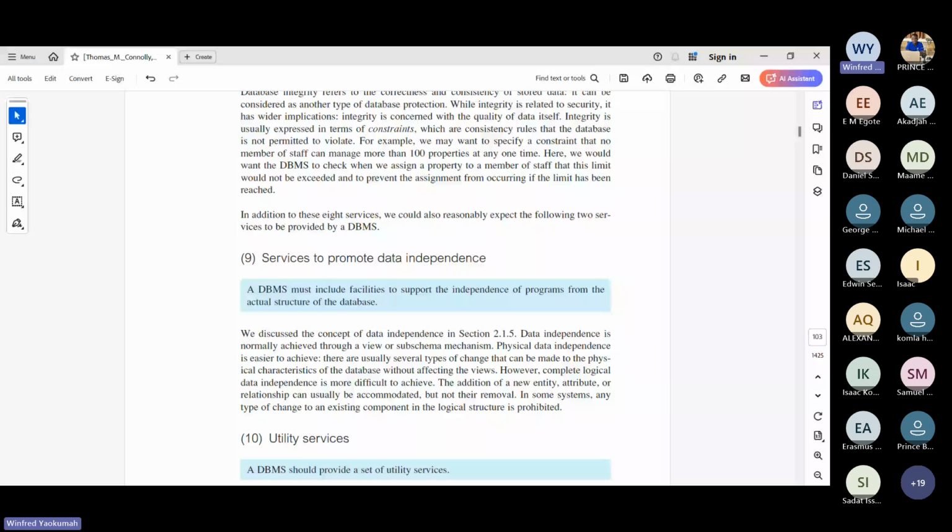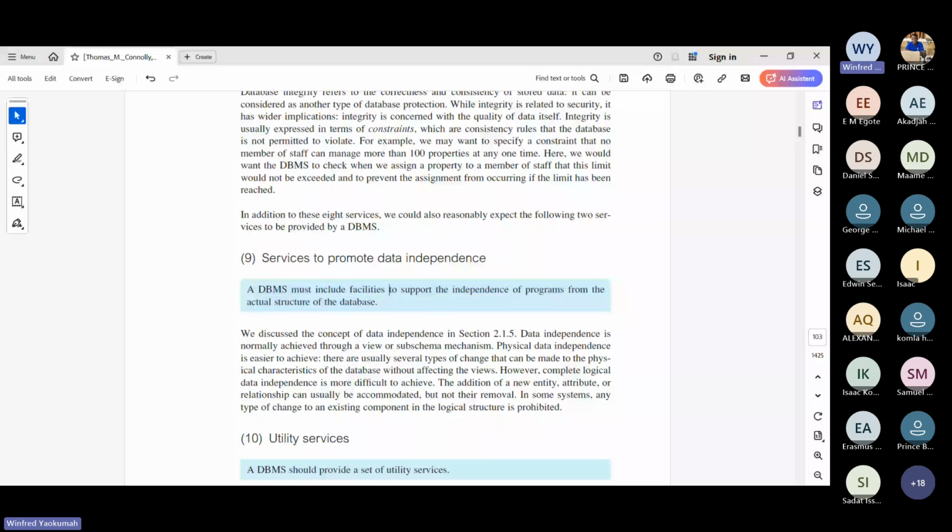This one portrays that. Changes to the underlying database should not affect your application program. So if you make changes to the underlying tables and so forth, it should not throw off your application program. It should still continue working seamlessly.